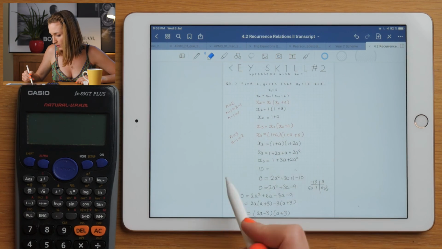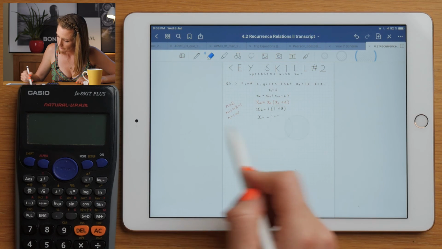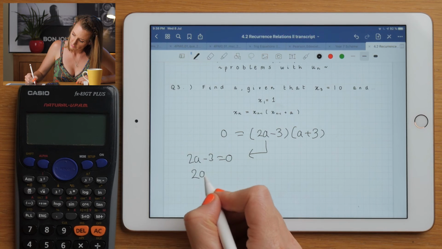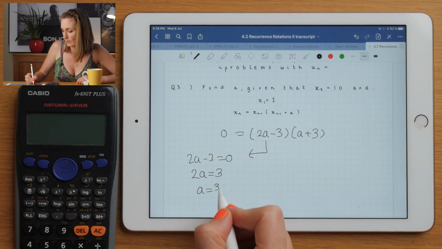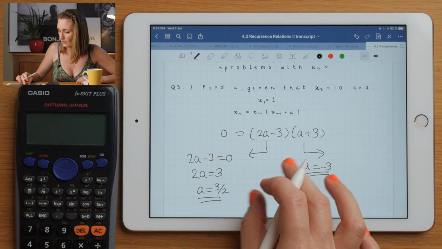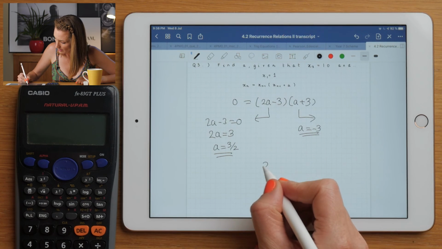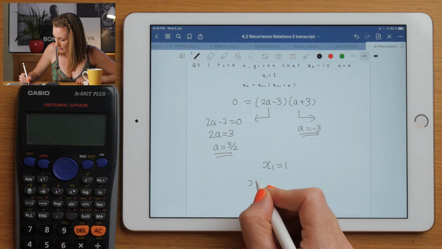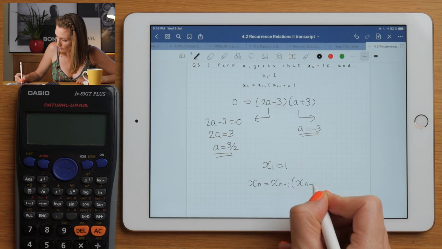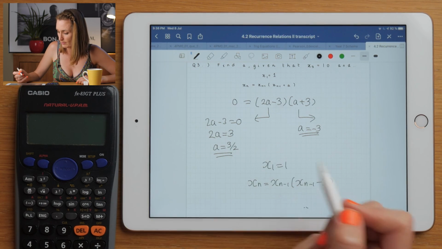I'm going to go from the bottom, and we're going to have two values for a. From this one, we have 2a minus 3 equals 0, 2a equals 3, a equals 3 over 2. And from this one, you can have a equals minus 3. If you want to check both of those, you could say x1 equals 1, xn equals xn minus 1, xn minus 1 plus a. For example, it could either be minus 3 or it could be plus 3 over 2.